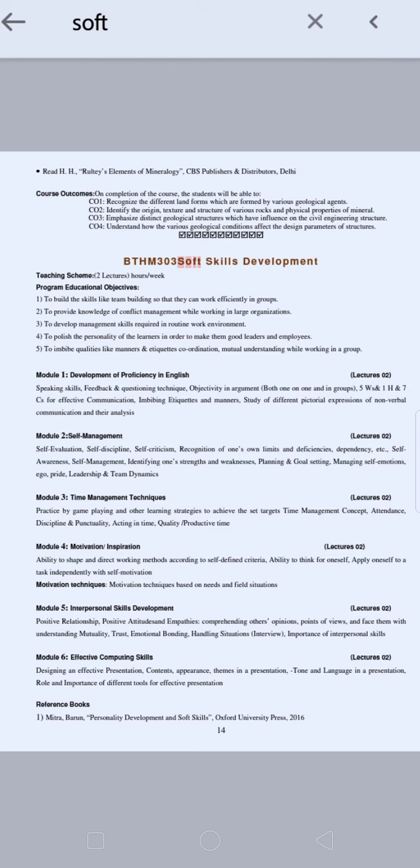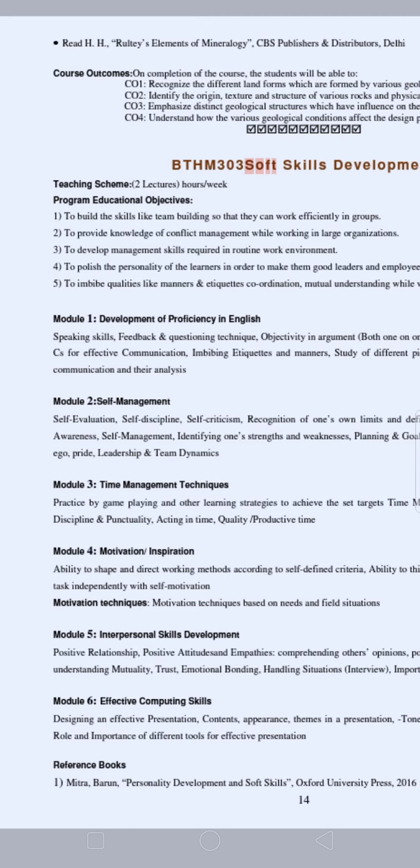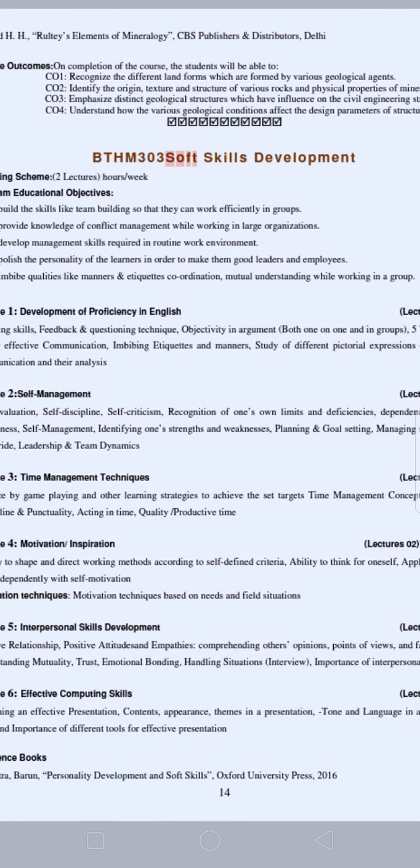Then objectivity in argument, both one-on-one and in groups. Objectivity in arguments means something like a debate. What is the importance of debates or arguments? We will study that. Then 5 W's and 1 H and 7 C's for effective communication. You might know well there are 7 C's for effective communication. We will repeat that again.